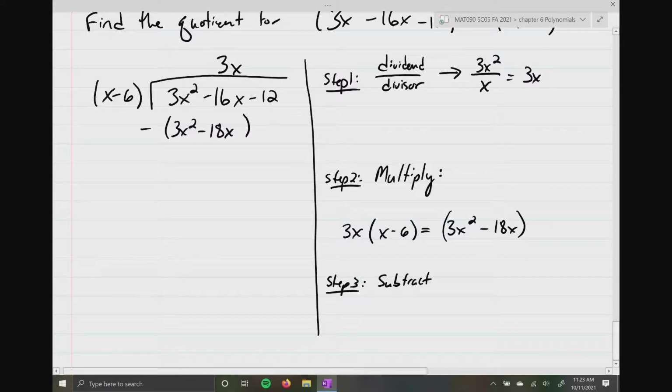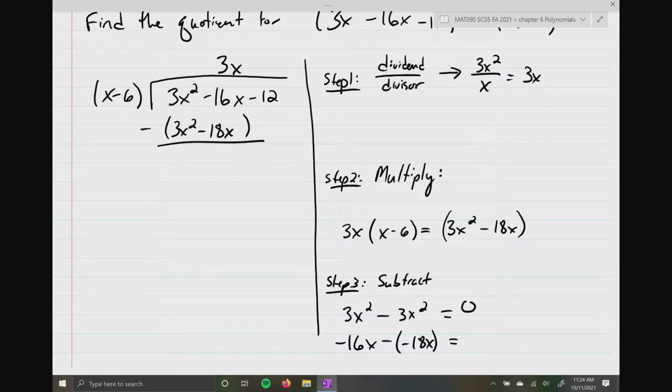If you want to, write it out. 3x to the second minus 3x to the second and negative 16x minus negative 18x. 3x to the second minus 3x to the second is 0. And then negative 16x minus negative 18x is 2x. Because remember, a negative and a negative make it positive. So it's going to be 16 plus 18. I'm sorry, negative 16 plus 18. So I write 2x down here.